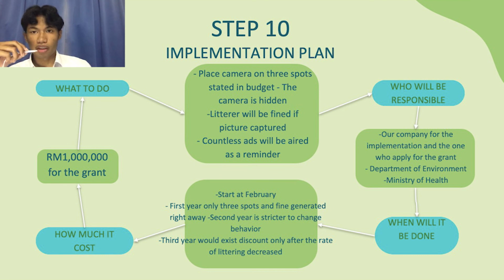And then for the second wave, it will be more strict, because the information and the reminder have been aired. So in the second phase or second wave, if people keep littering, they will be fined in a stricter way. But when the awareness has increased, the fine can be reduced. For example, from 1,000 ringgit per litterer, it can be reduced to 500.